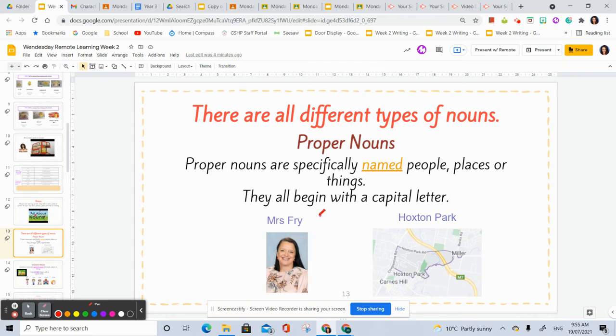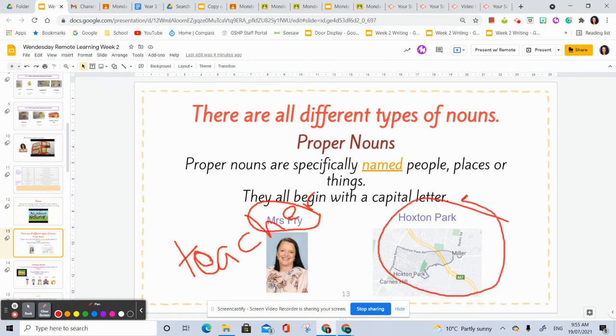So for example, Mrs. Fry is a particular person. If you just said teacher, we will use a small non-capitalized t, okay, just like that. However, because Mrs. Fry is a specific person, you have a capital letter. The same with Hoxton Park. It is a specific place. If we're talking about school, we won't use a capital letter. So a proper noun has to have a capitalized letter.